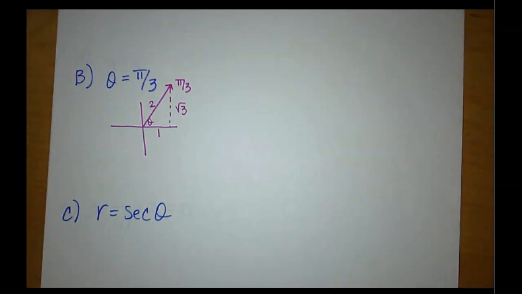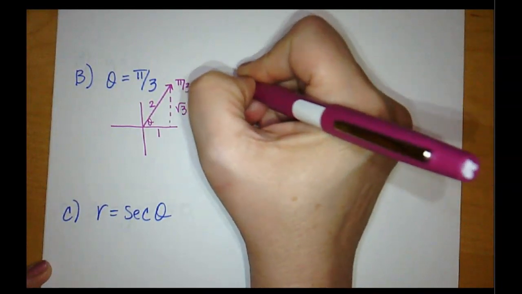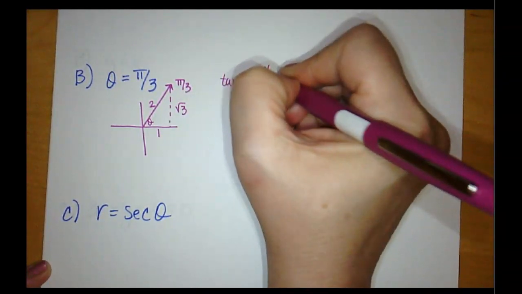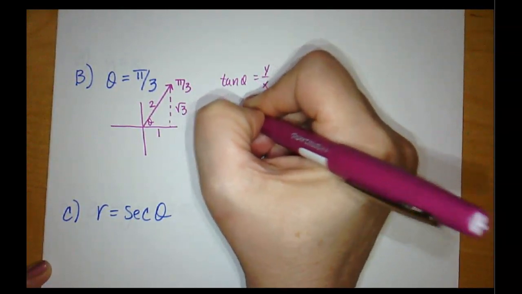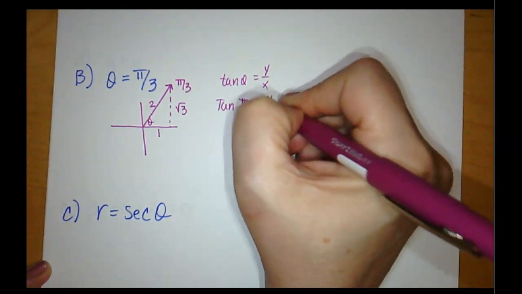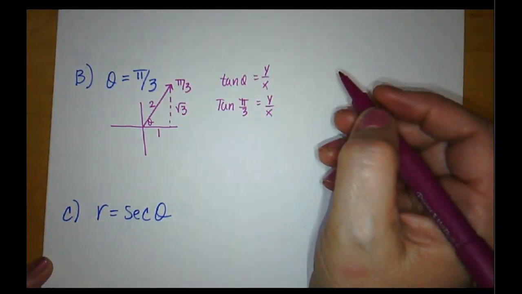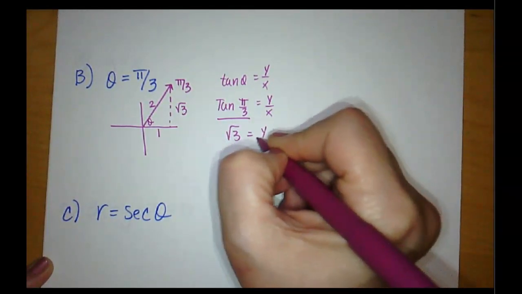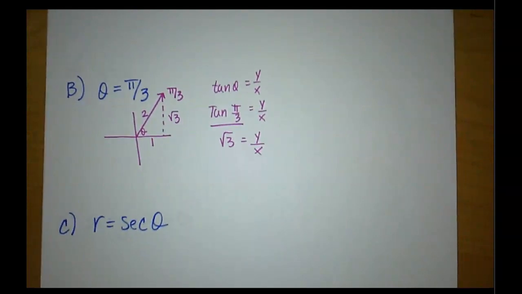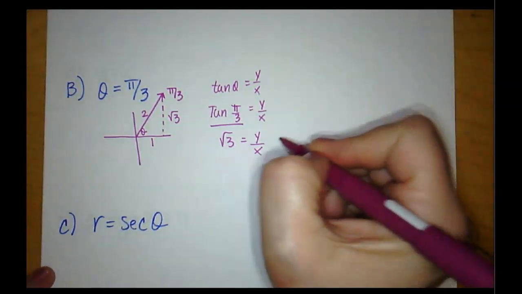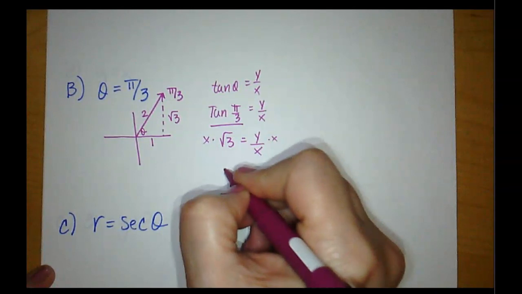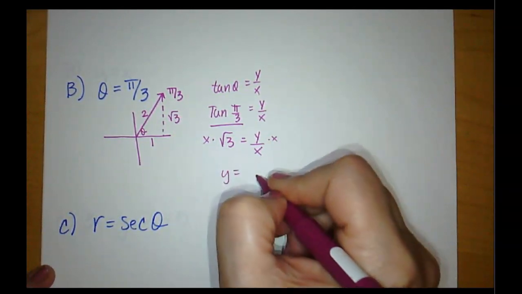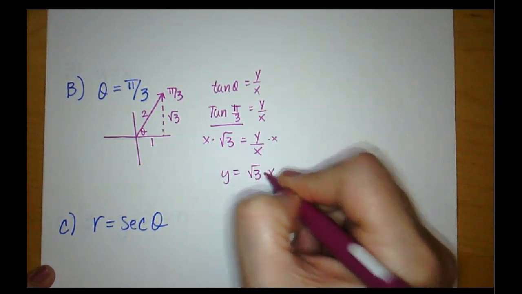So if I'm going to think in terms of tangent for that angle, remember our conversion facts, we're going to say tan of theta equals y over x. So tangent of pi over 3 equals y over x. All right, so what is tangent of pi over 3? That's root 3, which equals y over x. Now, think about in terms of a rectangular equation, those are usually y equals. So I want to get y by itself. So that means I'm going to multiply both sides by x, and I get y equals root 3 times x.